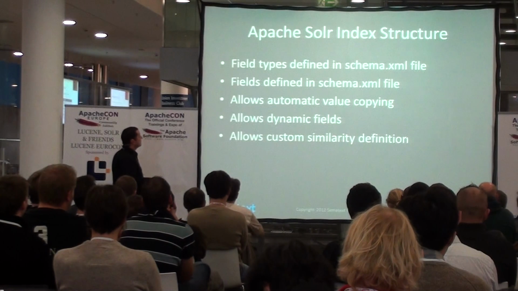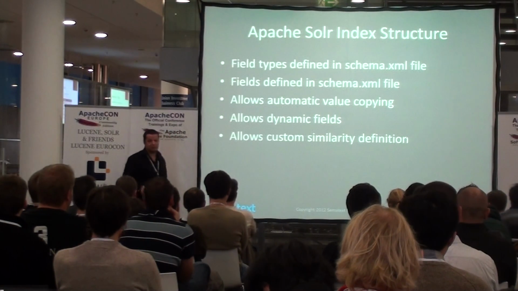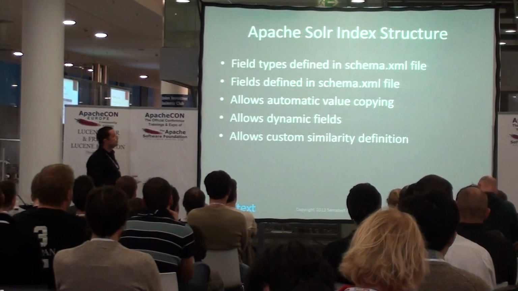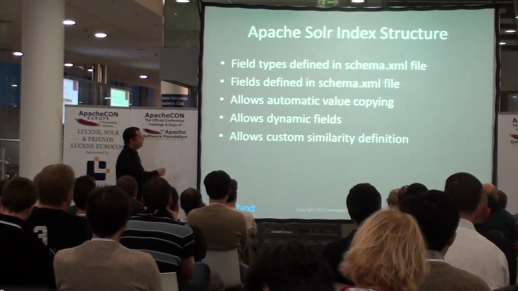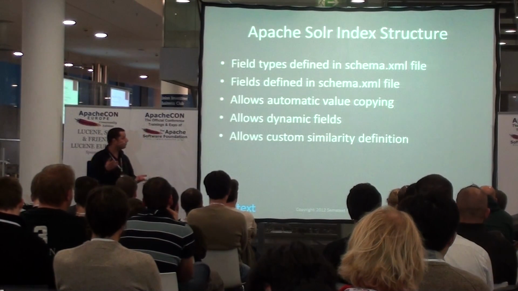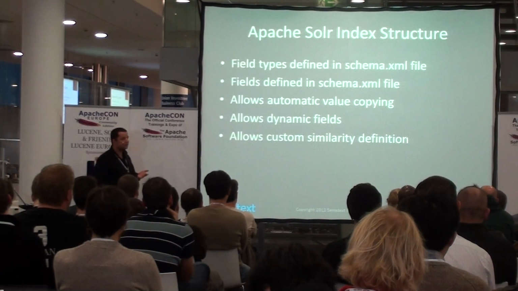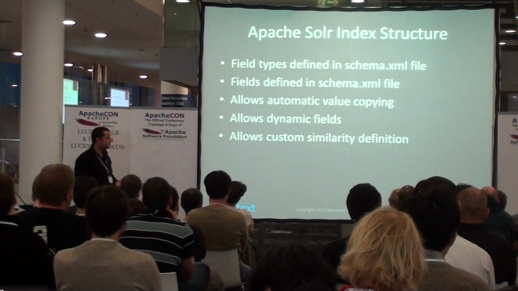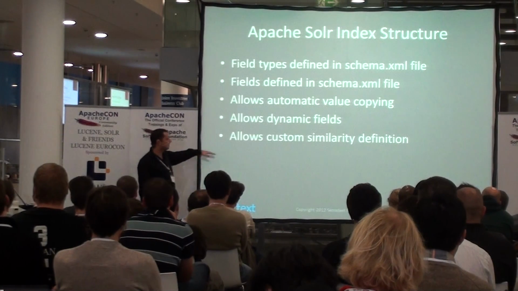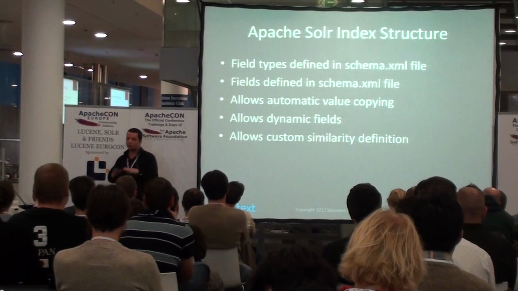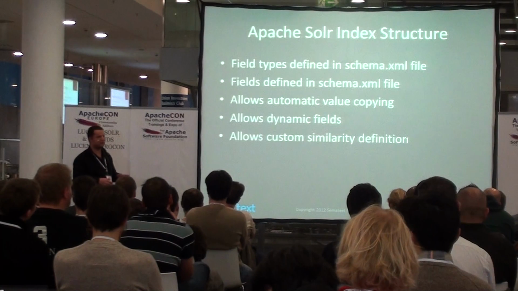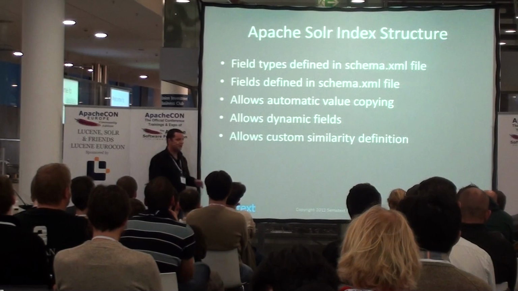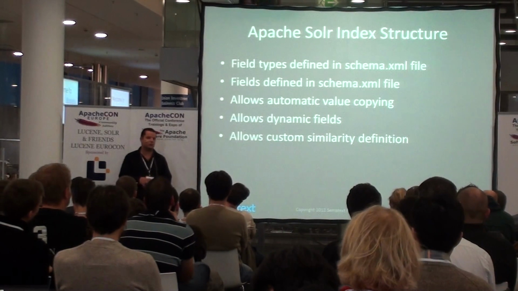Let's forget about routing and get back to the index structure. Solr has a schema structure, right? We have field types defined in the schema, we have fields defined in the schema. Of course, we can use dynamic fields, and we have the copy field possibilities with automatic copying between fields. And of course, one thing right now, it allows us to use a custom similarity definition, both global ones and per field similarity. It's great. Actually, we use it in a deployment, and it's really great. We can customize the scoring for each field.